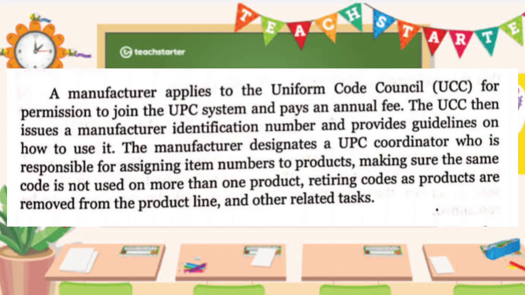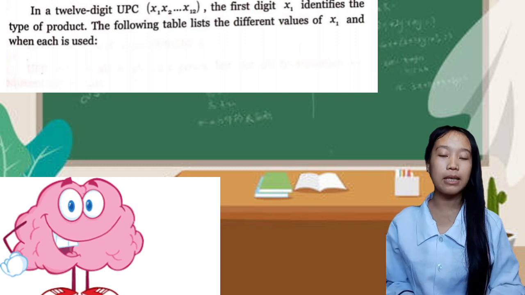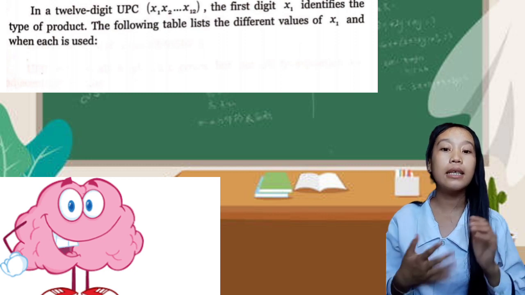Manufacturers apply to the Uniform Code Council (UCC) for permission to join the UPC system and pay an annual fee. The UCC then issues a manufacturer's identification number and provides guidelines on how to use it. The manufacturer designates a UPC coordinator who is responsible for assigning item numbers to products, making sure the same code is not used on more than one product, retiring codes as products are removed from the product line, and other related tasks. In the 12-digit UPC, the first digit identifies the type of product.